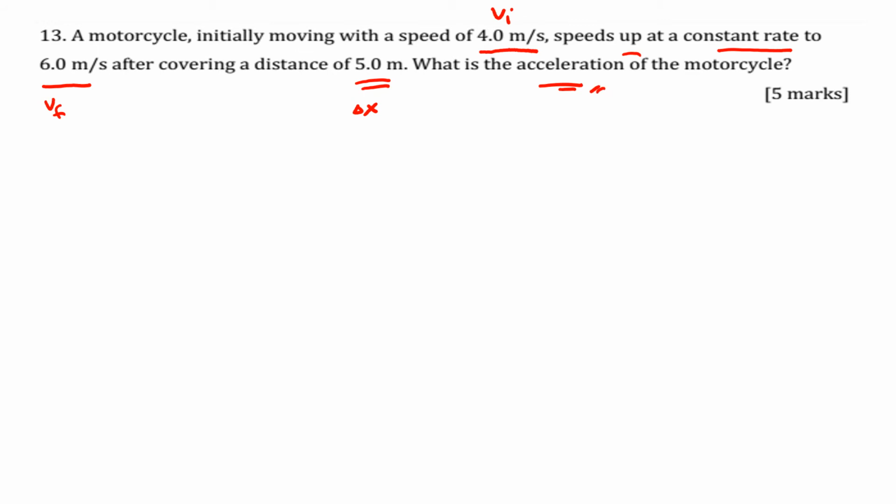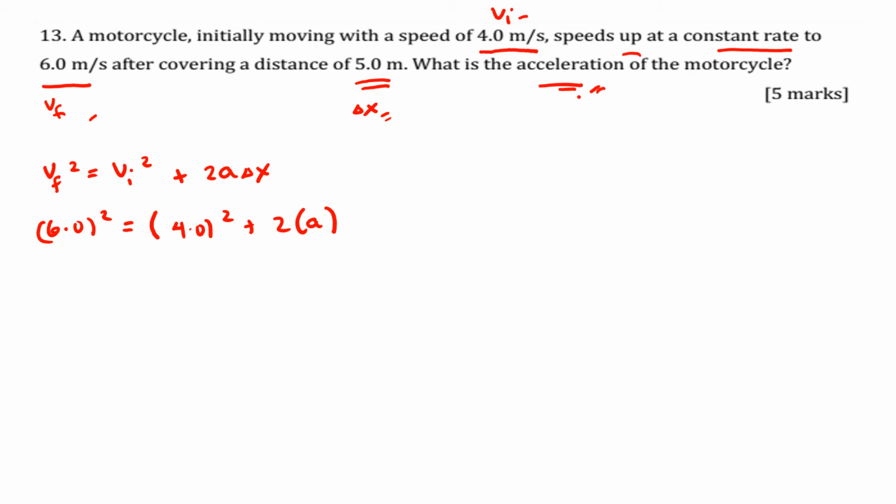To solve for this acceleration, we're going to look at the three equations of motion. The equation of motion that has vi, vf, delta x, and acceleration is the third equation, which is vf squared is equal to vi squared plus 2a delta x. So we have our final velocity. Let's substitute the values. That's 6.0 squared, equal to initial velocity, which is 4.0 squared, plus 2 times a, the acceleration we need to solve for, times the distance traveled, which is 5.0.